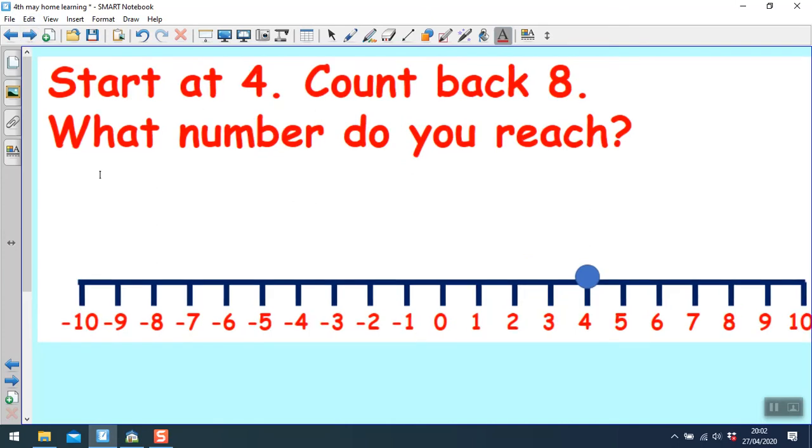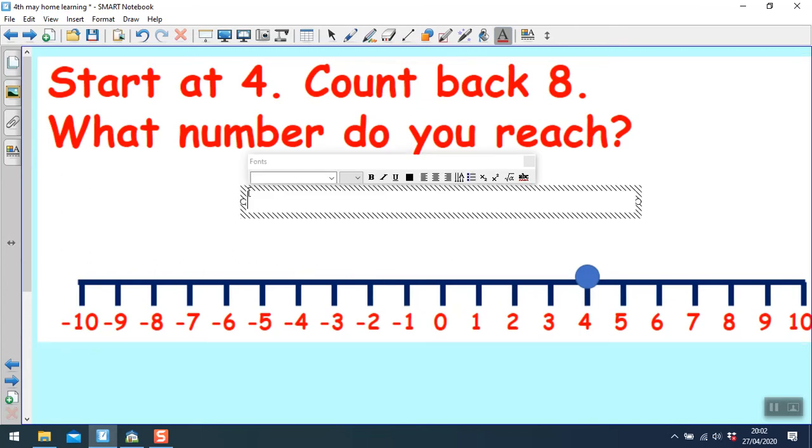Here's another one. Start at 4, count back 8. What number do you reach? And can you write down the calculation? Pause the video while you do this. So you need to do 8 jumps backwards from 4. 1, 2, 3, 4, 5, 6, 7, 8. Landed on negative 4. So my calculation is 4 take away 8 equals negative 4.